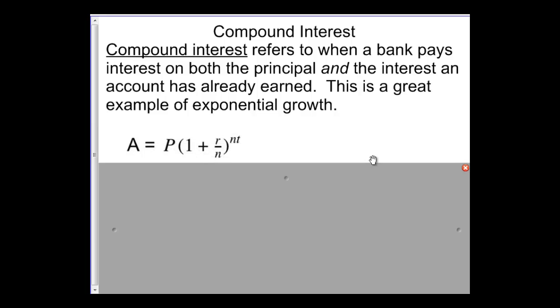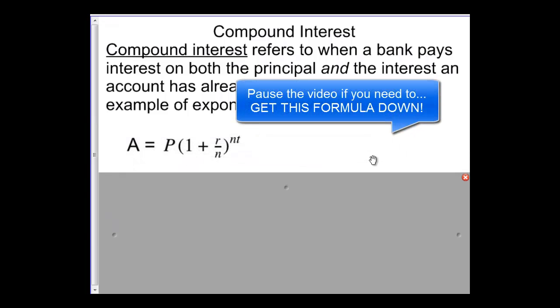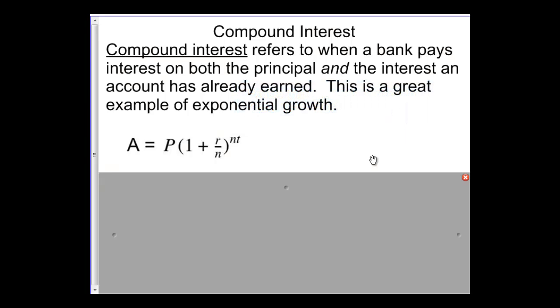This formula is pretty complex. It says A equals P times (1 plus r over n) to the nt power. And so we got to break that formula down. And if you haven't already started this, you're going to need it for the next problem, and you're going to need it quite a bit. This is the compound interest formula.